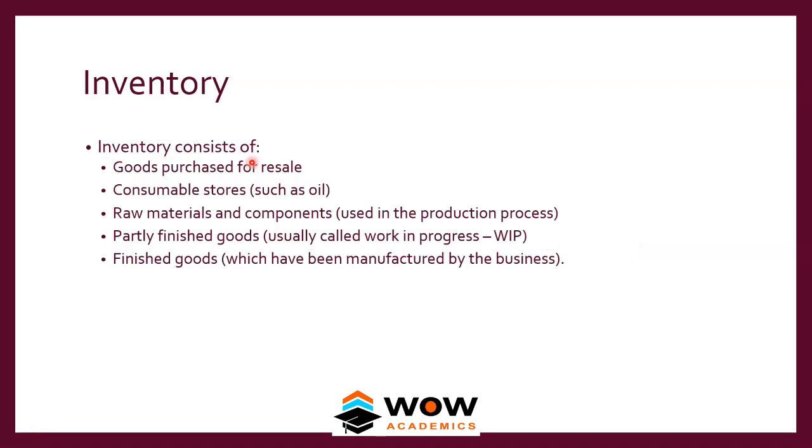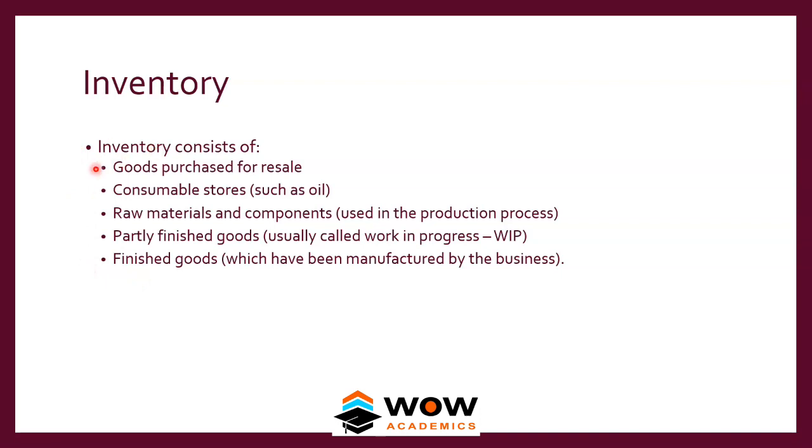Any inventory comprises all these elements put together. For example, any goods purchased for resale is inventory. Consumable stores such as oil is inventory. Raw materials and components used in the production process are inventory. Partly finished goods, usually called work in progress, are also inventory. And finished goods which have been created by manufacturing companies are inventory. So all these things represent the inventory.